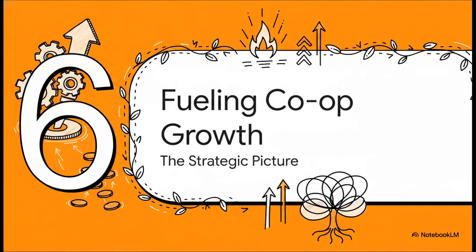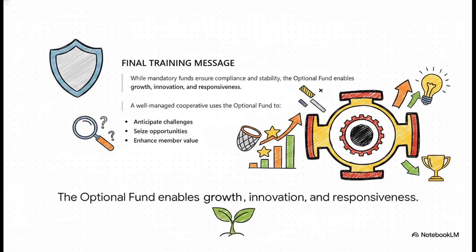Finally, Section 6, Fueling Cooperative Growth. Let's look at the bigger strategic picture. The ultimate takeaway from all this is really one of strategy. While your mandatory funds are there to play defense, ensuring compliance, safety, and stability, a well-managed optional fund is your offense. It's your engine for progress. It's what enables growth, innovation, and agility. A genuinely smart cooperative uses this fund proactively to anticipate future challenges, to seize unexpected market opportunities, and ultimately to massively enhance the long-term value it provides to all of its members.